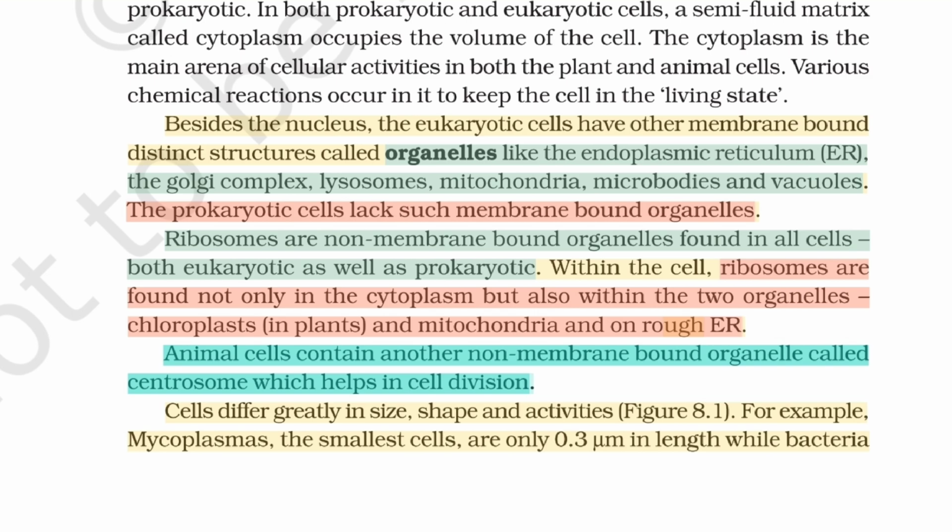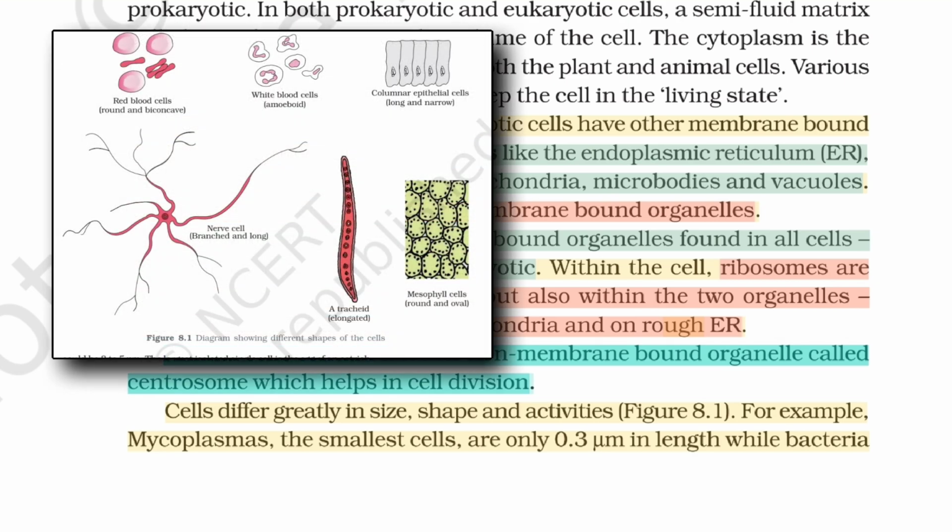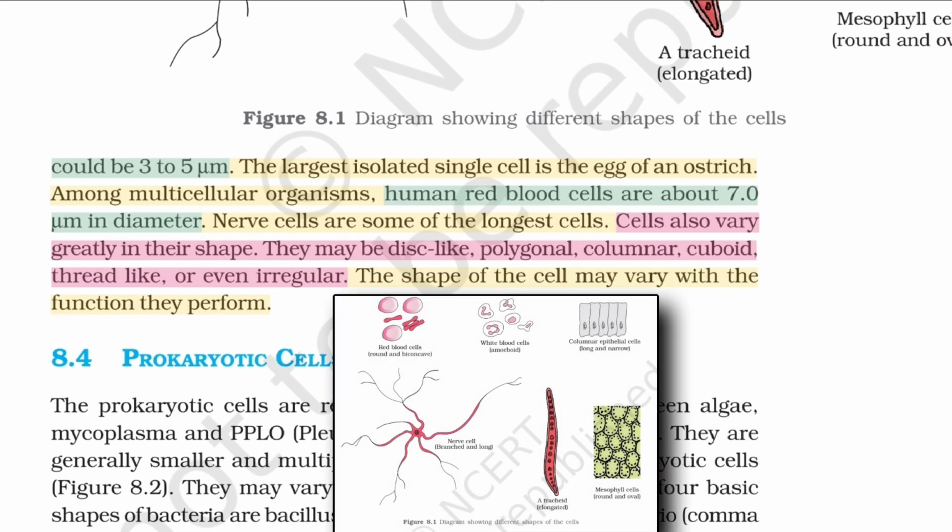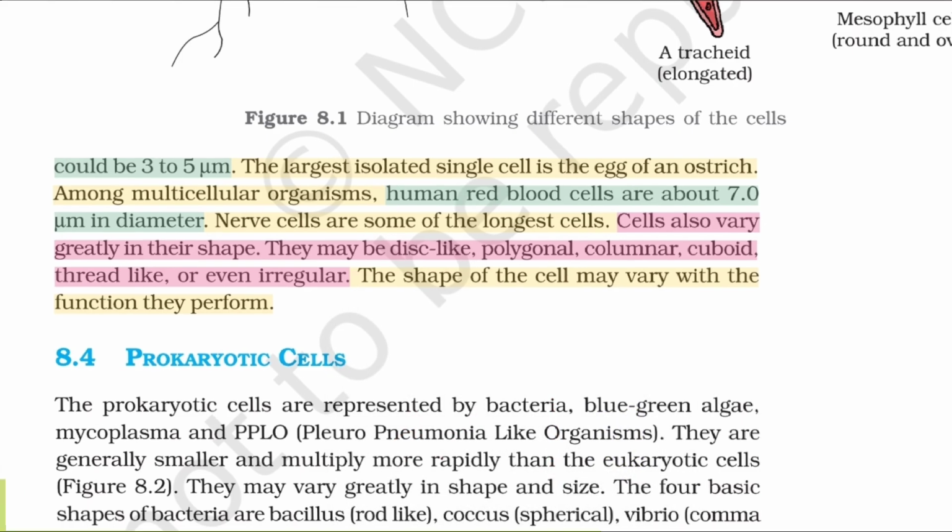Cells differ greatly in size, shape and activities, figure 8.1. For example, mycoplasmas, the smallest cells, are only 0.3 micrometer in length while bacteria could be 3 to 5 micrometer. The largest isolated single cell is the egg of an ostrich. Among multicellular organisms, human red blood cells are about 7.0 micrometer in diameter. Nerve cells are some of the longest cells. Cells also vary greatly in their shape. They may be disc-like, polygonal, columnar, cuboid, thread-like, or even irregular. The shape of the cell may vary with the function they perform.